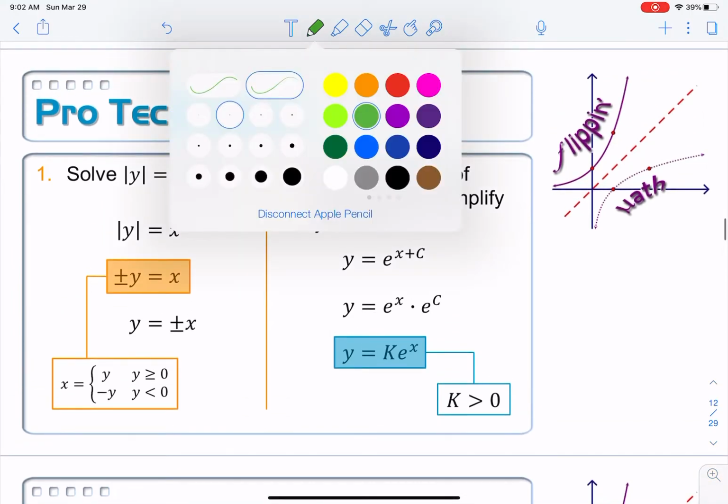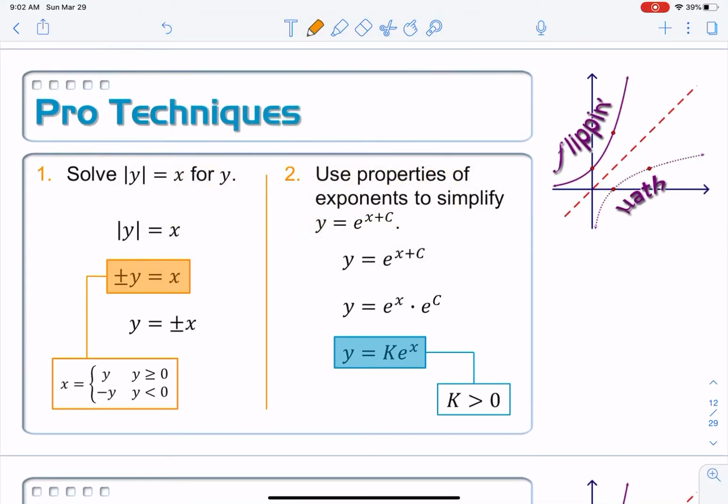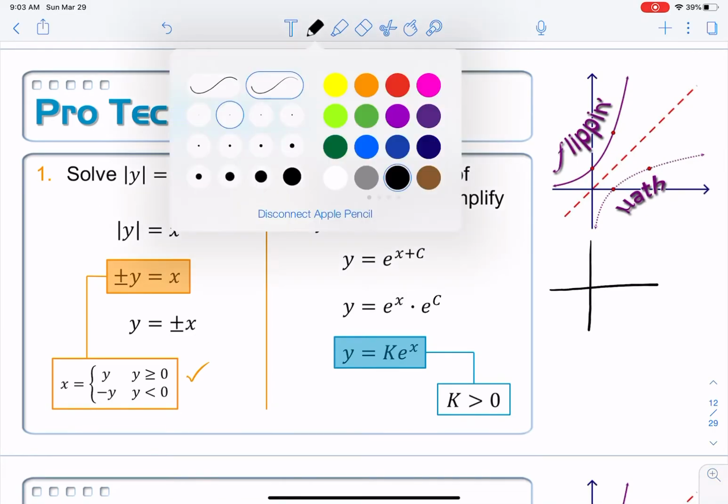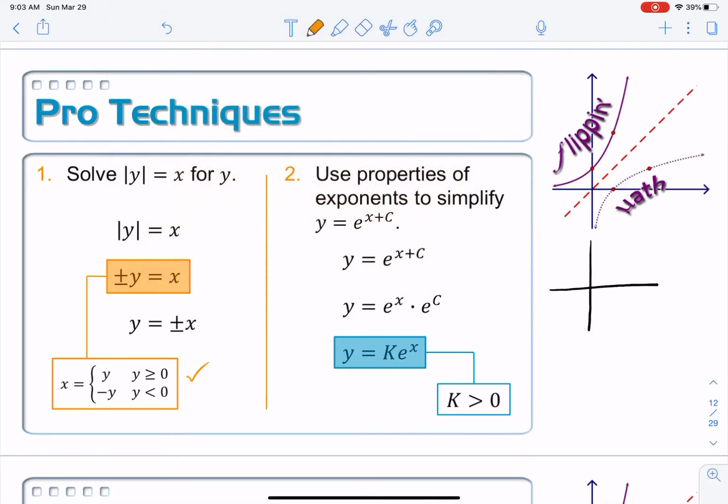Maybe using an orange crayon. Okay, so when I just defined right over here this absolute value of y is equal to x as a piecewise equation, let's take a look at what that graph would look like. Okay, my coordinate grid. Now the first part, x is equal to y whenever y is greater than or equal to 0. So y greater than or equal to 0, of course, means the top part of this graph, right? Okay, so x is supposed to be equal to y. That's the same thing as y is equal to x, and it's going to be this portion of the graph.